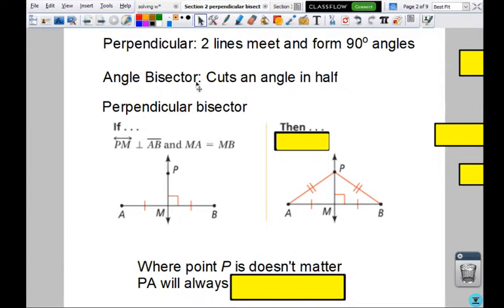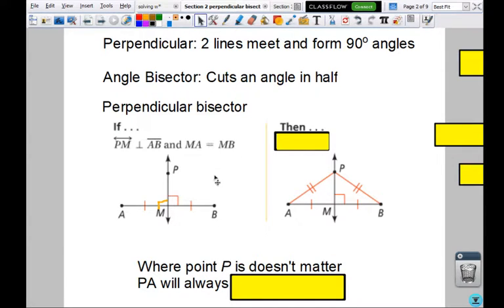So if I have a perpendicular bisector, it means I have perpendicular lines. So in this example right here, this is 90, perpendicular means 90. And if this is 90, so is this. This is 90. And the bisector part means it gets cut in half. So this left half is congruent to this right half.